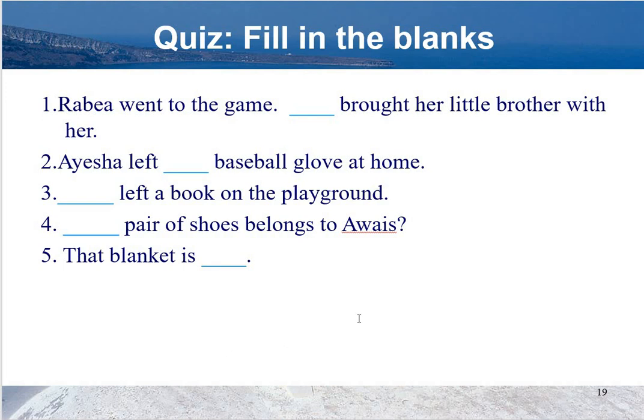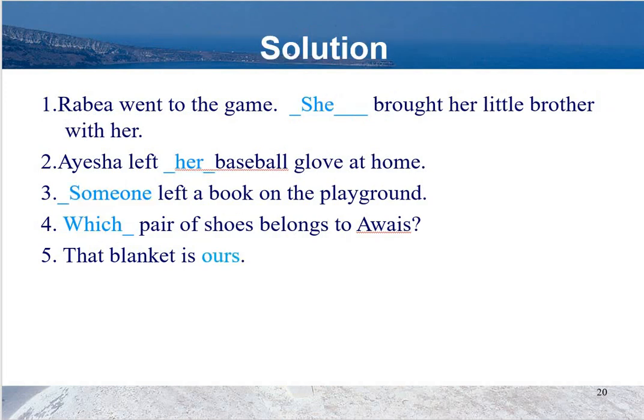Okay, now this is a small quiz. Look at these sentences and try to write down its answers on a piece of paper. Rabia went to the game, blank brought her little brother with her. Aisha left blank baseball glove at home. Blank left a book on the playground. Blank pair of shoes belongs to Awais? That blanket is blank. Just think and write, and then you should check its answer.